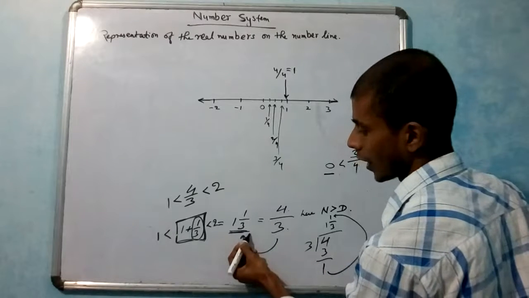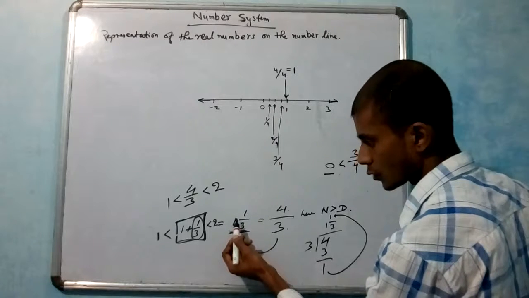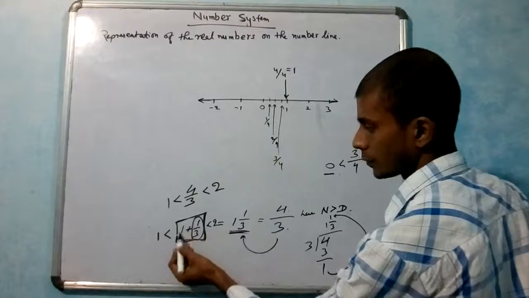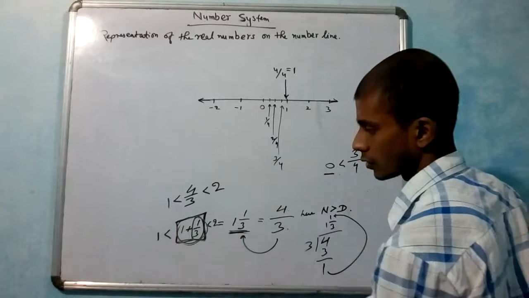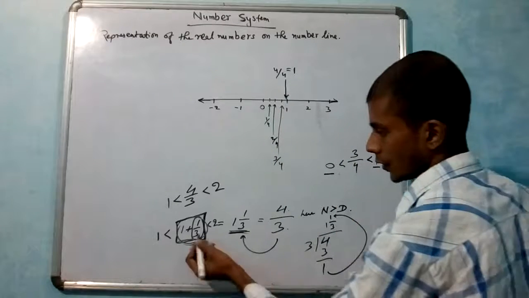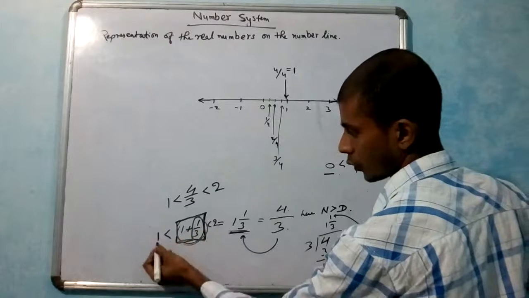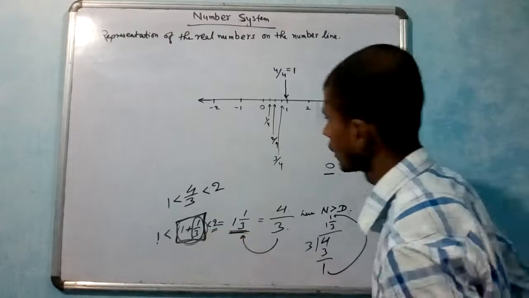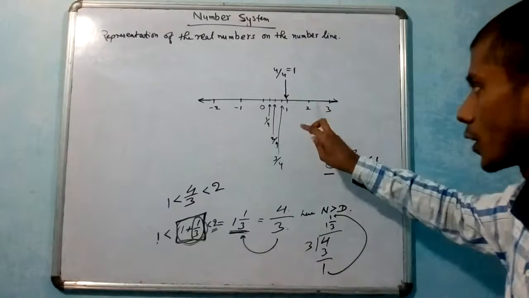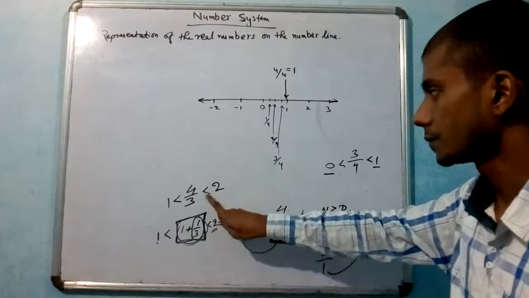After converting to a mixed fraction, this means 1 whole number and 1 by 3, which is 1 plus 1 by 3. So where is it going to lie on the number line? After 1, beyond 1. This number is greater than 1 and lesser than 2. After 1 it will lie and before 2 it will lie. So the first step was to check where this number is going to lie, between 1 and 2.